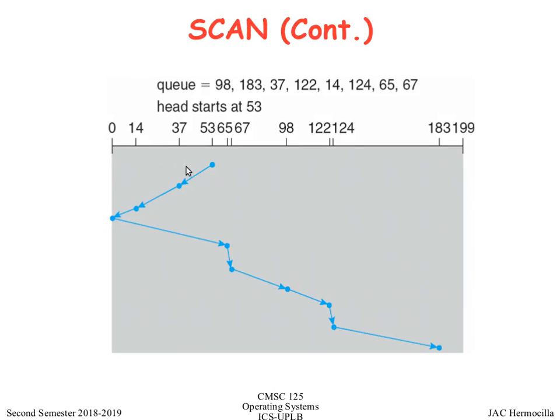So, mula dito, pupunta siya sa pinakaunang block. Kung ano yung mahagip niya dyan, service niya yung request. Then, mula dito, babalik naman siya. Lahat ng mahagip niya, service na yung request. Okay, you get the idea? So, this is the scan algorithm.